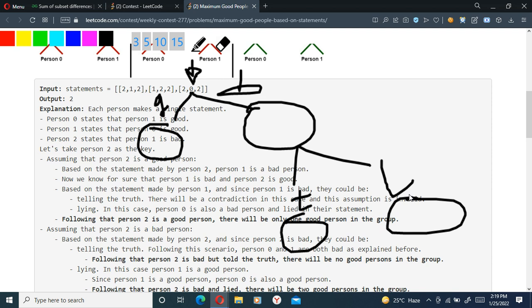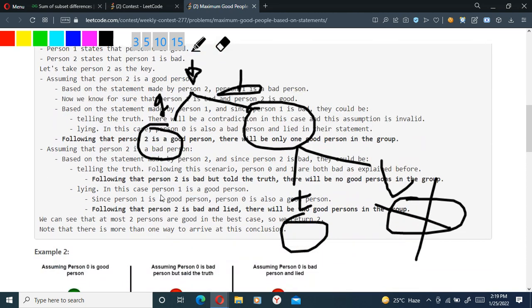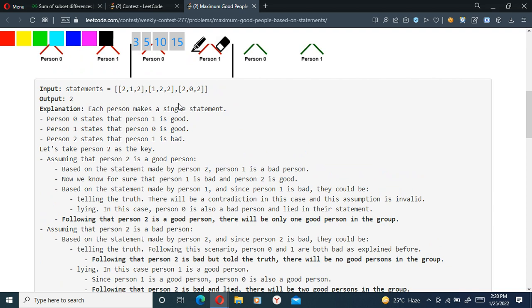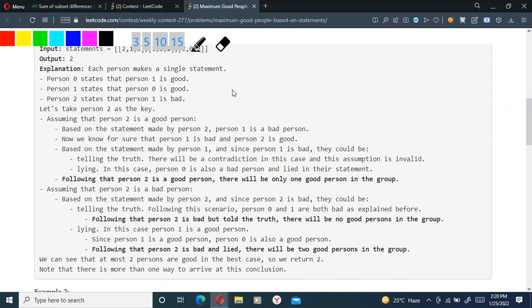If this guy is lying altogether about everything, does this guy's statement matter? I don't think so. So what is it written? Since in this case person 1 is a good person, lying in this case the person 1 is a good person. Okay, yes, obviously. So whatever this guy is making a statement about is null and void, if he's telling a lie.